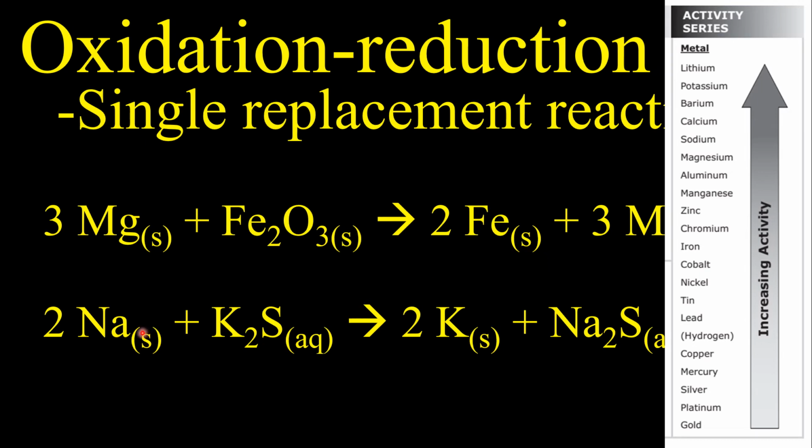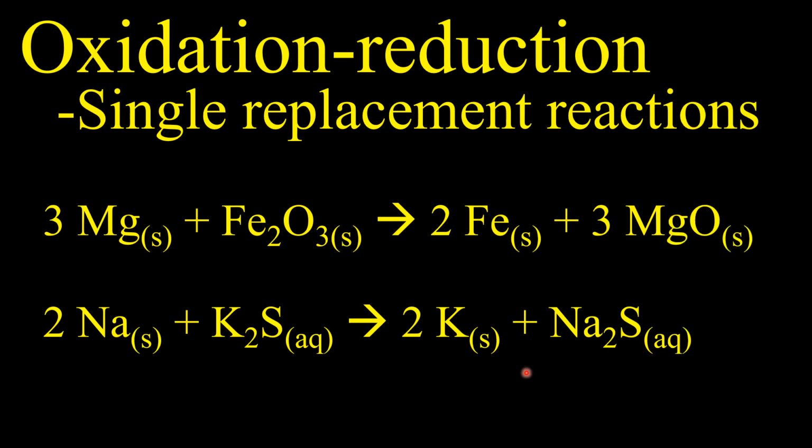Let's check the bottom one. What's in ionic form here is potassium. What's in element form here is sodium. The element has to be higher on the activity series than the ion. So sodium has to be higher than potassium, but it's not. So actually, this reaction will not happen. There will be no reaction. We set it up, wrote products, balanced it, but it's a reaction that won't happen.